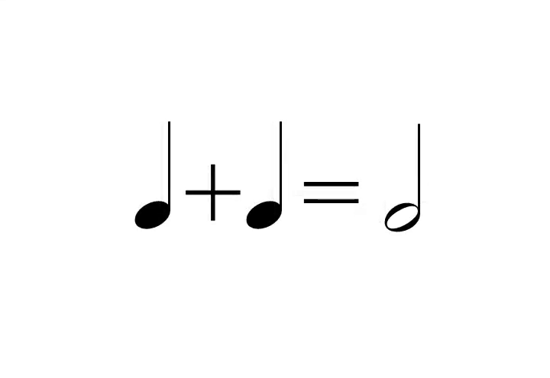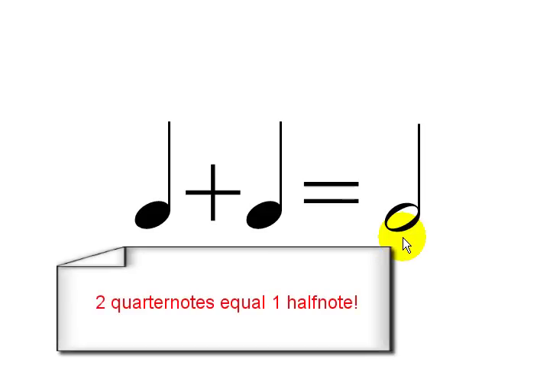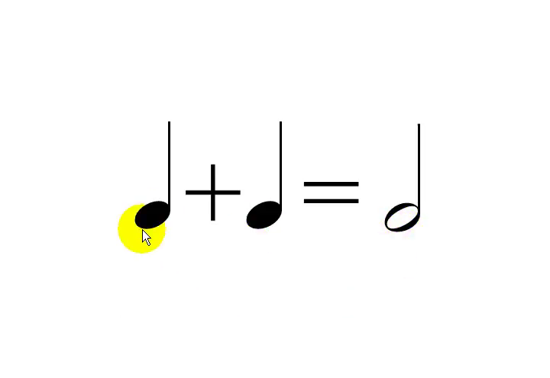Now this would then mean that 2 quarter notes that we see here would equal 1 half note. Now, as you remember, 2 half notes equal 1 whole note, and 4 quarter notes equal 1 whole note. Therefore, 2 quarter notes equal 1 half note.